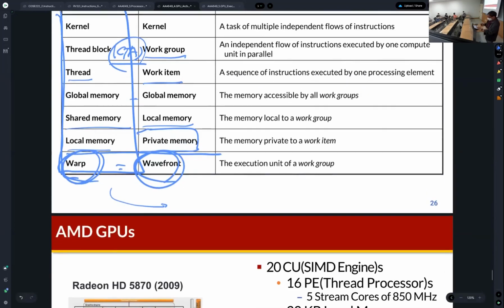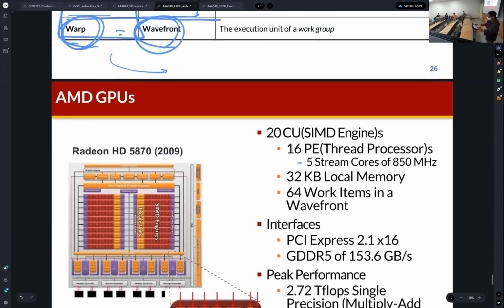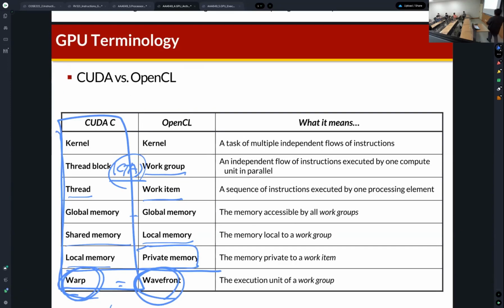Okay, so I'll stop here. Any questions? In the next class, we will learn about a more detailed execution model of GPU kernels, and we will also learn how we can write a simple GPU kernel, and how the kernels interact with the CPU domain and the GPU domain.